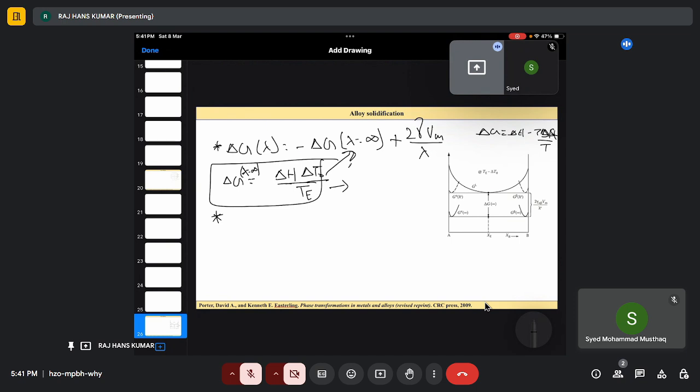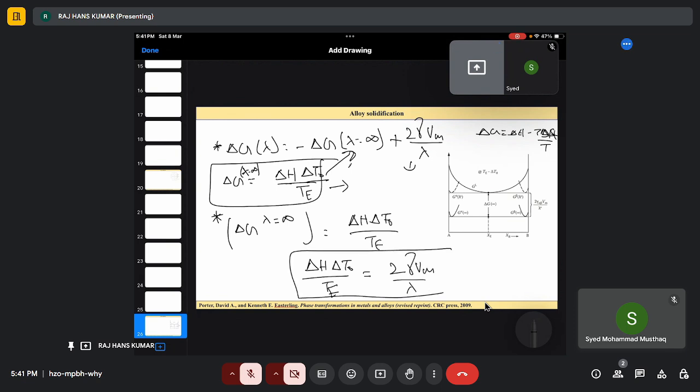now this is how we have arrived where delta G lambda equals infinite. That means a very large one, then delta H, we have no surface term, right? The quantity. So this is what we substitute there. Then if this delta H delta T upon TE is equal to this term, the surface area term, 2 gamma Vm upon lambda.